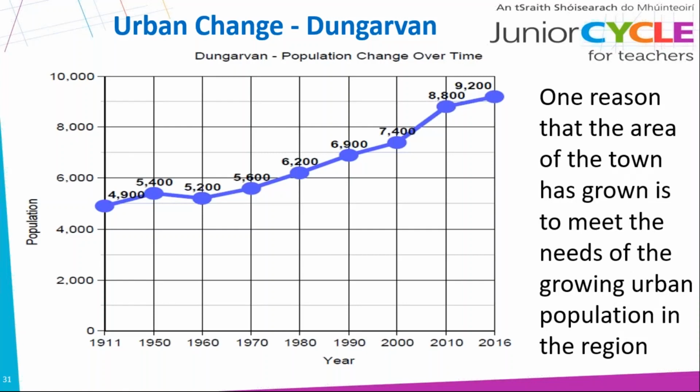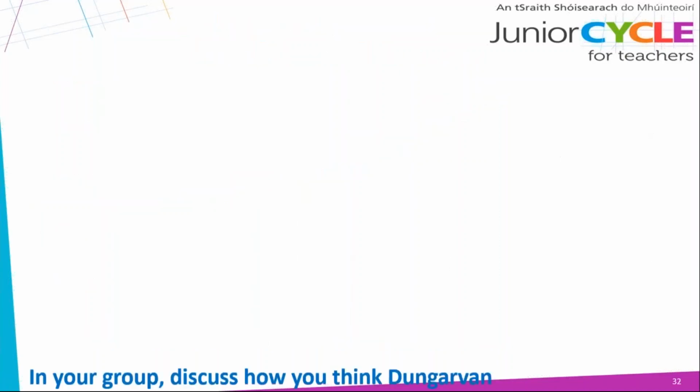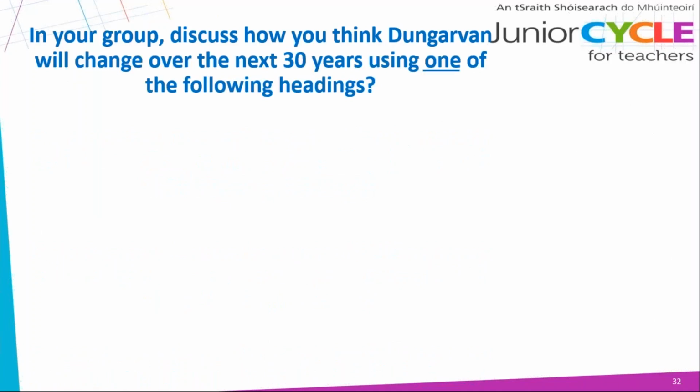Students are asked to examine the census results obtained from various sources, including the www.citypopulation.de website and the CSO, and subsequently to draw a labelled line graph, as shown on the screen, to show the change in population growth of Dungarvan over time and to analyse data to seek patterns and relationships with the development of the town.